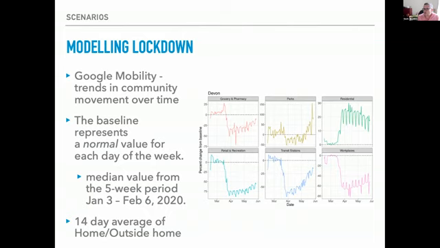We modeled lockdown when it happened, and we modeled lockdown based on Google mobility data, looking at the difference between where they were, what they spent their time doing before the lockdown versus the actual lockdown. And so we created a virtual lockdown.